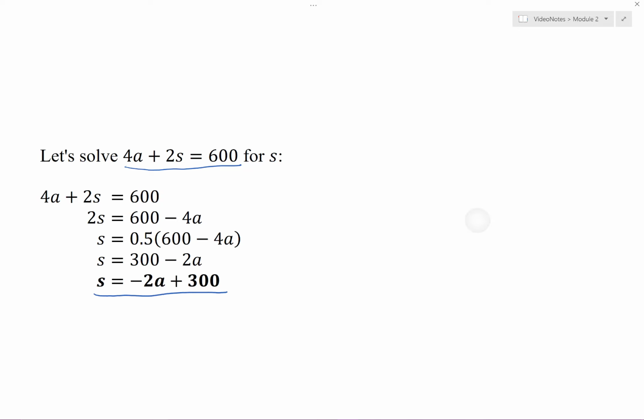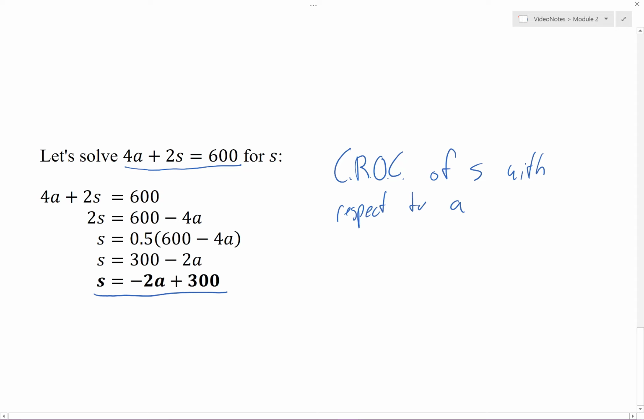And this tells us that the constant rate of change of S with respect to A is negative 2, which means that the change in the number of student tickets sold is always negative 2 times as large as the corresponding change in the number of adult tickets sold.